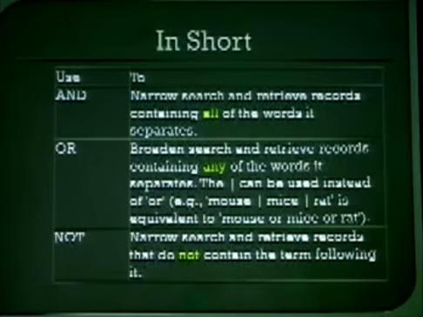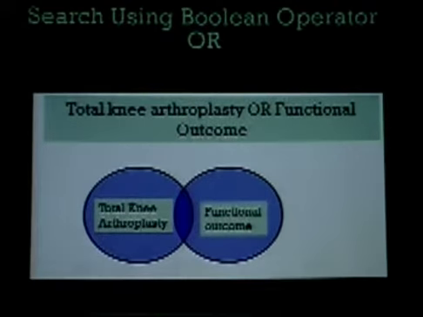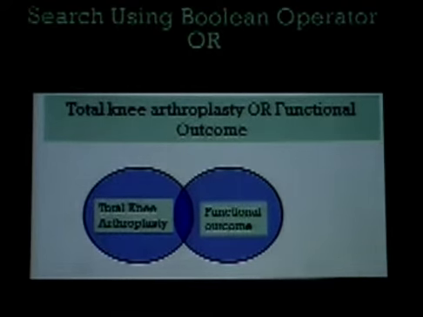TKR and not hyflexion. That means all TKR titles without the word hyflexion will come. Okay. So total knee arthroplasty, functional outcome, this is OR. So the entire area is blue, the overlapping area is also given. So titles containing functional outcome, titles containing TKR and titles containing both, all will be displayed.